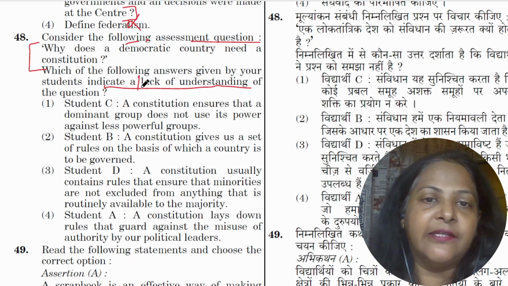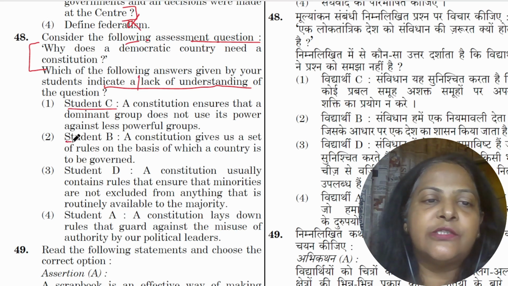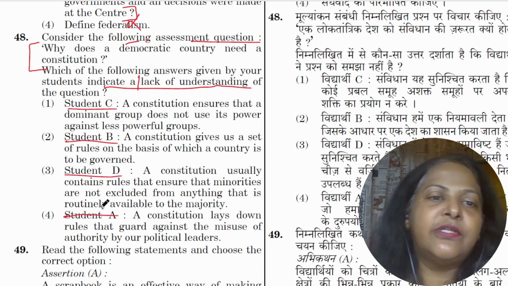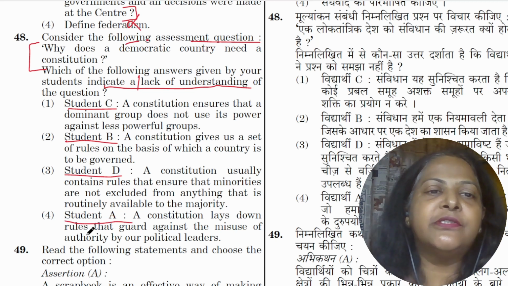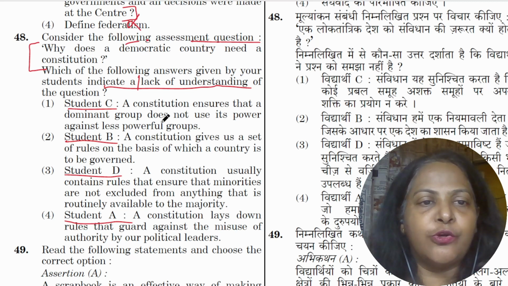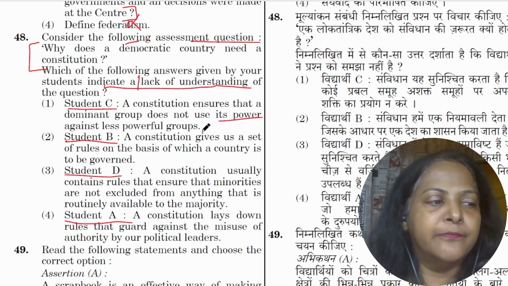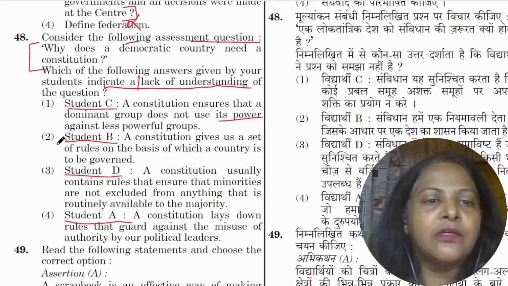So lack of understanding. If you see, they have not given the students in order. Student C is here, student B is here, student D is here, and A is here. So it depends on how it has been put. Maybe they have just shuffled the options out here. But let's read the options. Student C: A constitution ensures that a dominant group does not use its power against the less powerful group. A constitution gives us a set of rules on the basis of which a country is to be governed.